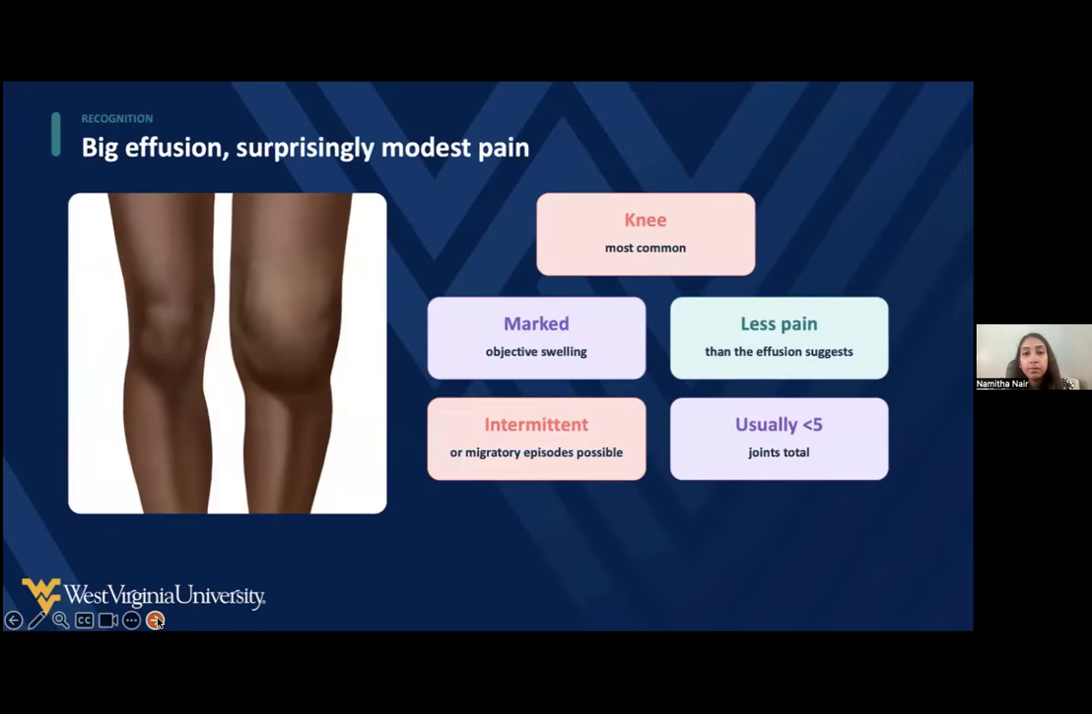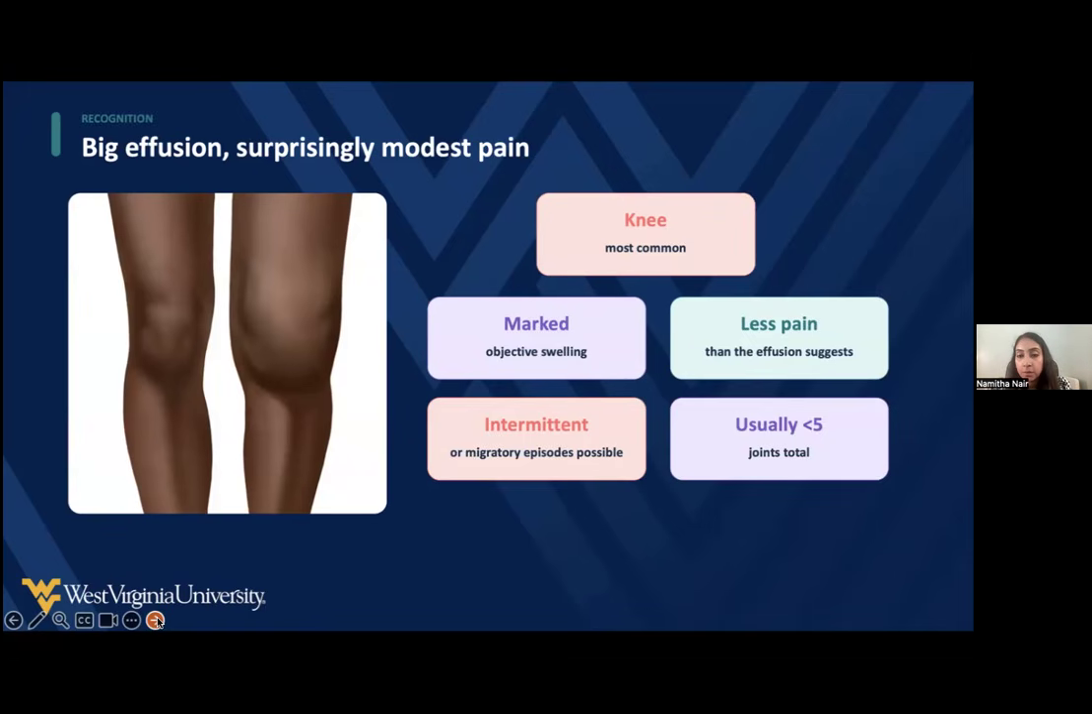So when do you start thinking about Lyme's arthritis? There's a big effusion. Surprisingly, there's only modest pain. So it's not like a classic patient who would come in with significant pain and swelling. They're not able to move the joint at all. That should make you think maybe there's something else going on. So here, there's usually swelling out of proportion to pain.